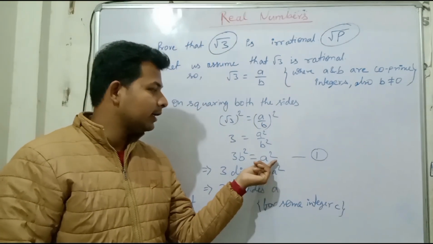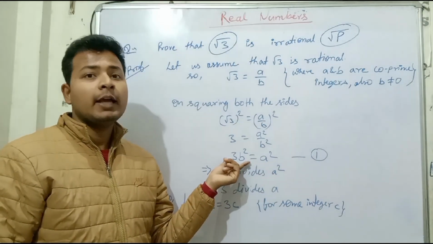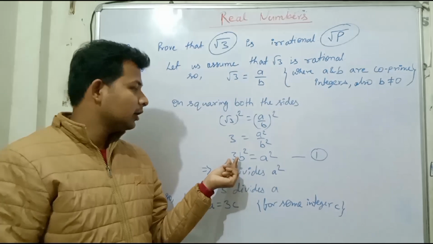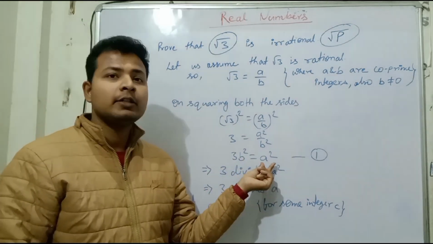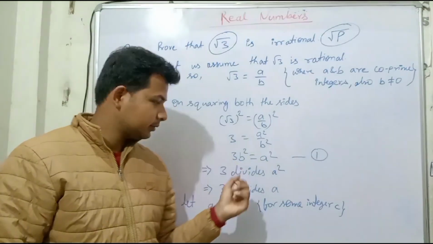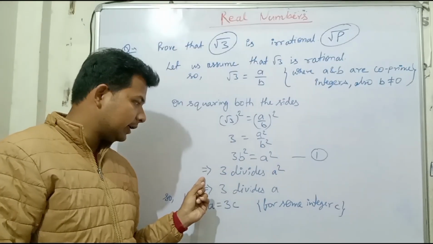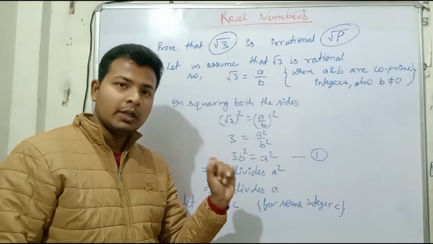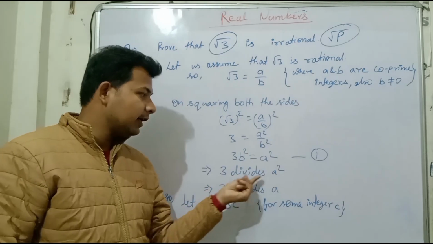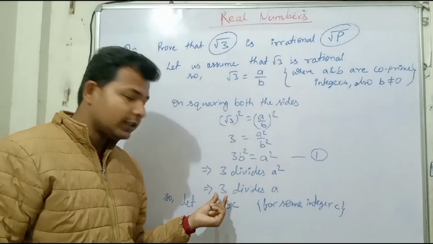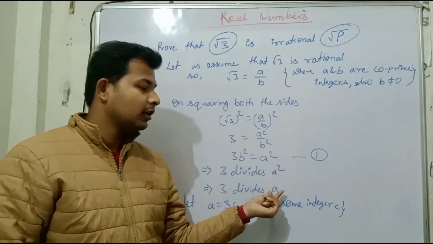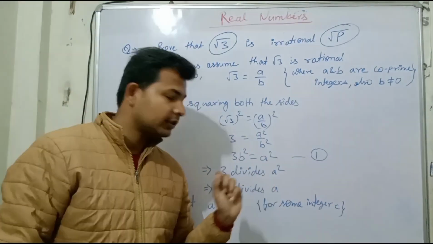Now, if we can write a square as a product of 3 and b square, that means 3 is able to divide the number a square, which I have written here. This implies 3 divides a square. Similarly, if 3 divides a square, then we can say that 3 divides a. How can we say that?